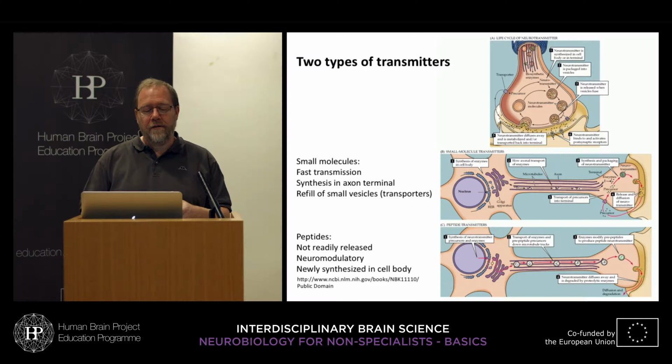But the important thing for you to remember is that we have two different types of neurotransmitters. One are the fast transmissions, amino acids and similar things, so classical neurotransmitters, which can be refilled in the synapse into the vesicles through specialized enzymes which are called pumps or transporters. And we have the other, which is neuropeptides, which basically are more seen as neuromodulators.